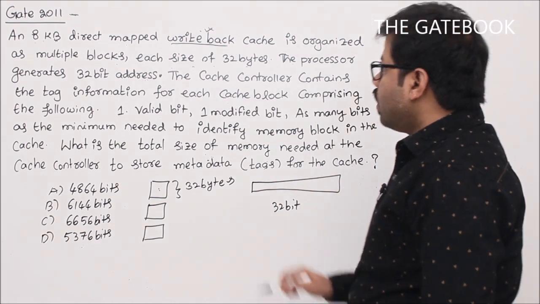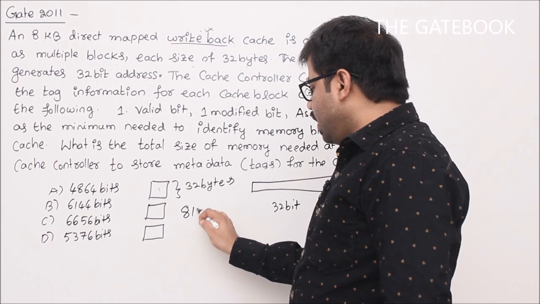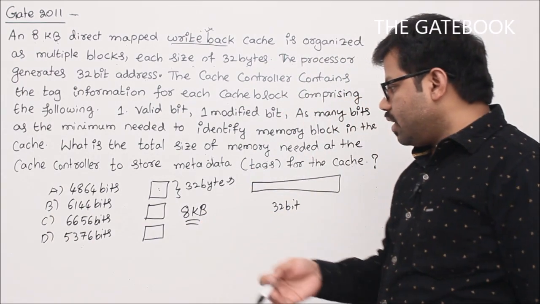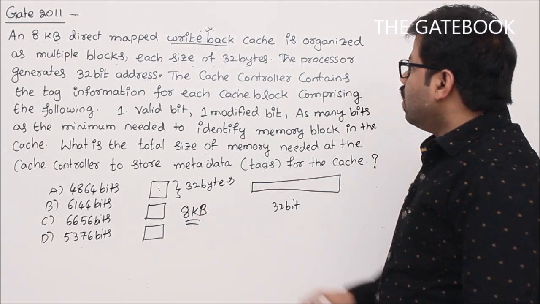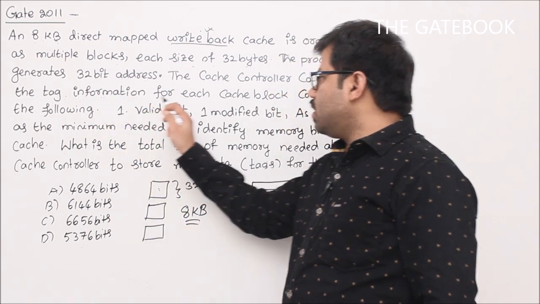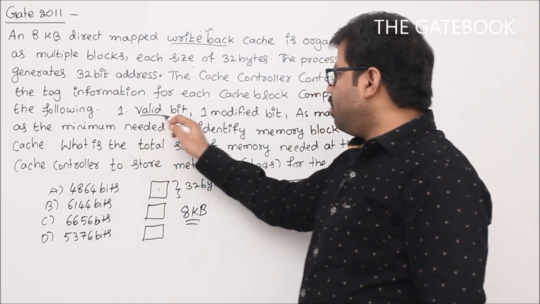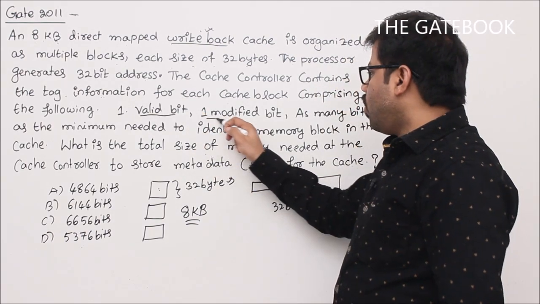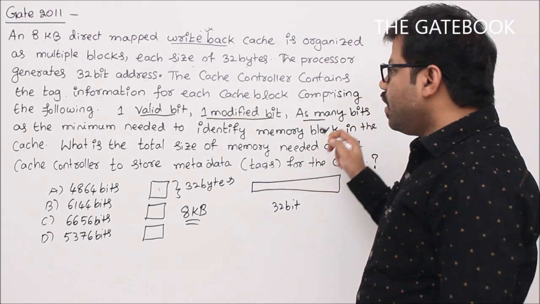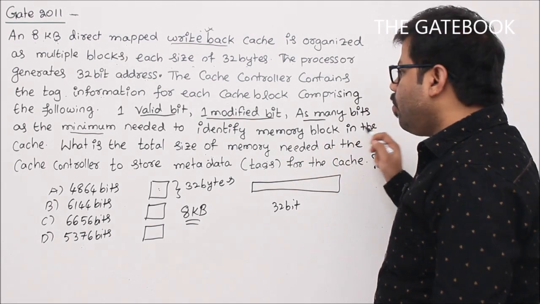Next, the total cache size is 8 KB. Remember, again this 8 KB comprises only data. We have some tag information that is not counted here. Now the cache controller contains the tag information. What is tag information? For each cache block, it comprises the following: one valid bit, one modified bit, and as many bits as the minimum needed to identify the memory block in the cache.